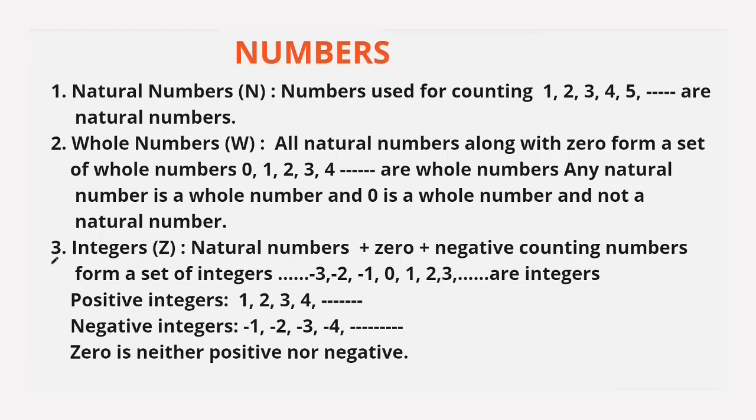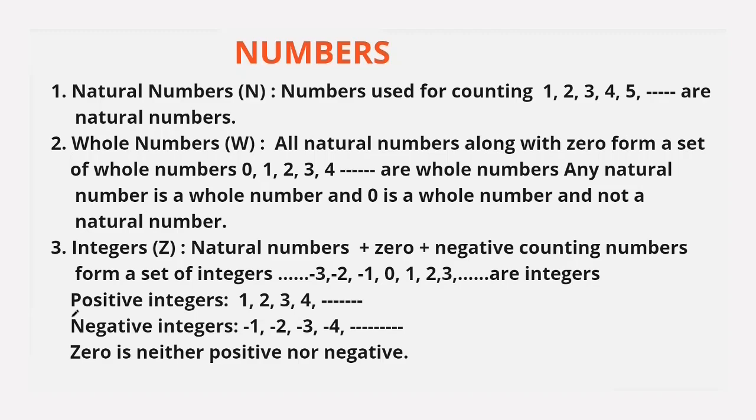Then point 3 is integers, usually denoted by Z. It consists of natural numbers plus 0 plus negative counting numbers, which form a set of integers. It starts from minus infinity and continues to minus 3, minus 2, minus 1, 0, 1, 2, 3 and so on, and these are integers.